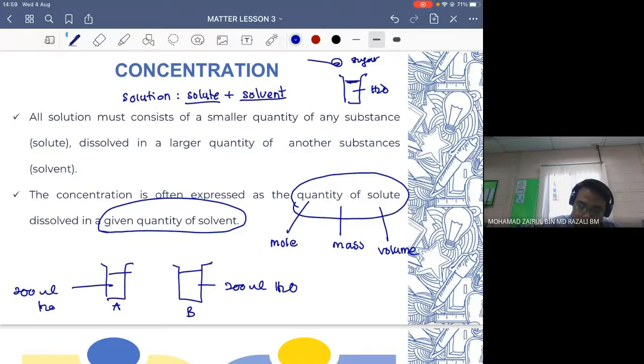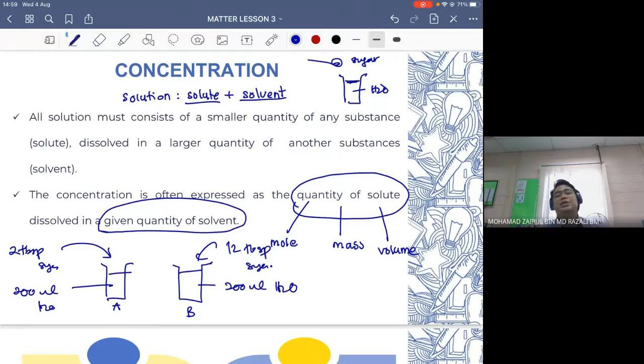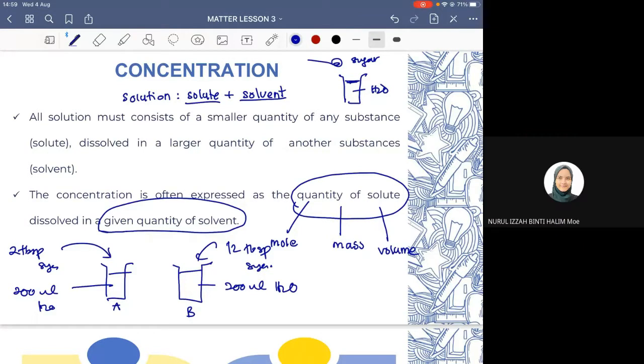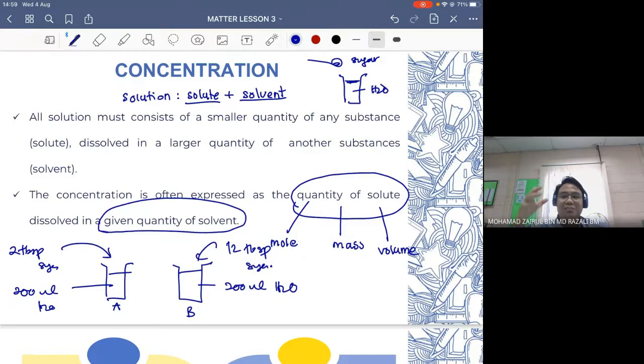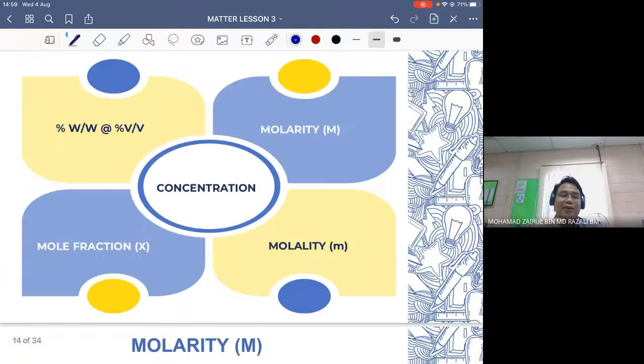Okay, in glass A saya masukkan 2 tablespoon of sugar. In glass B saya masukkan 12 tablespoon of sugar. Which of the glasses contain the highest concentration of sugar? A or B? B lah. Sebab lagi banyak solute yang awak dissolve, then the more concentrated the solution is going to be. So that's why concentration is basically the ratio between the quantity of the solute dissolved in a given quantity of solvent. Okay, and we can express concentration by using different method.